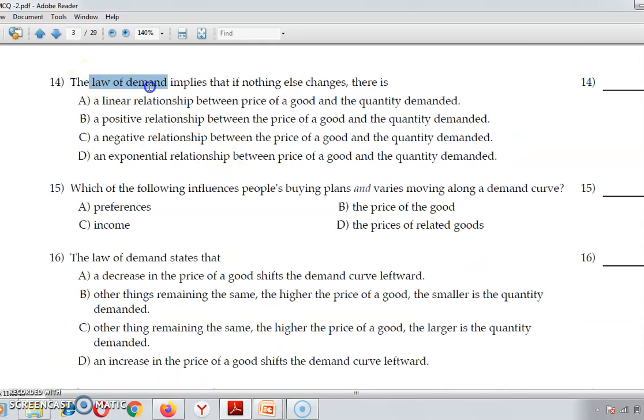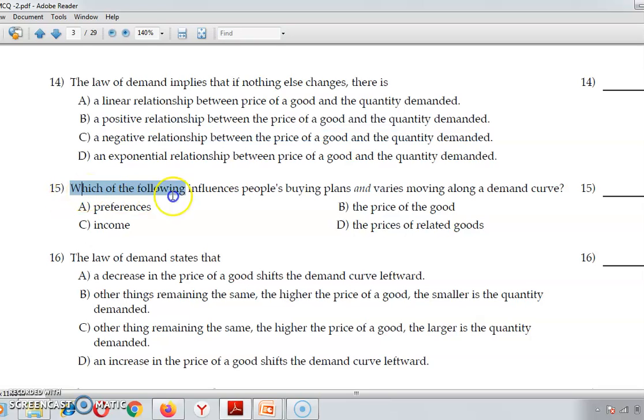14, the law of demand implies that if nothing else changes, there is a linear relationship between the price of a good and quantity demanded, a positive relation between the price of a good and quantity demanded, a negative relation between the price of a good and the quantity demanded, an exponential relations between the price of a good and quantity. भने हामीले थाहा छ नेगेटिभ रिलेसन हुनुपर्छ. सो सी इज द आन्सर.